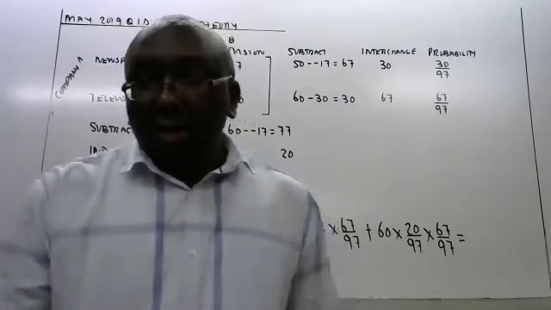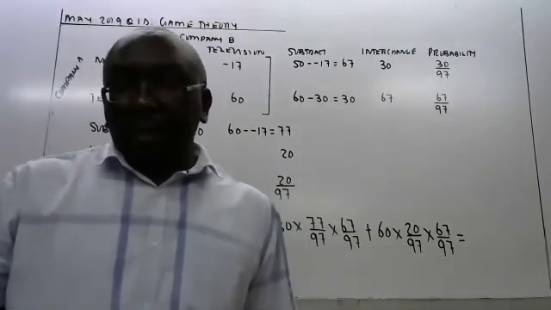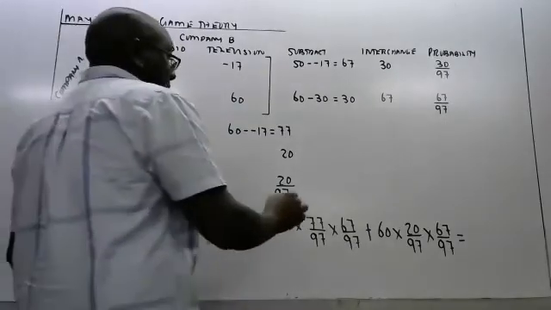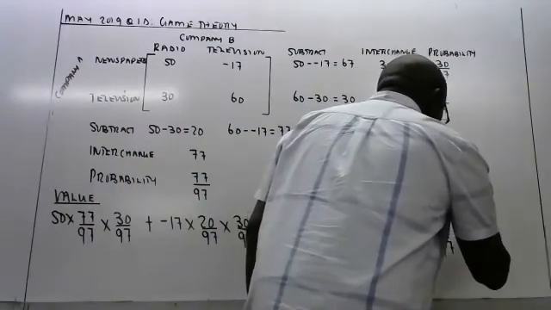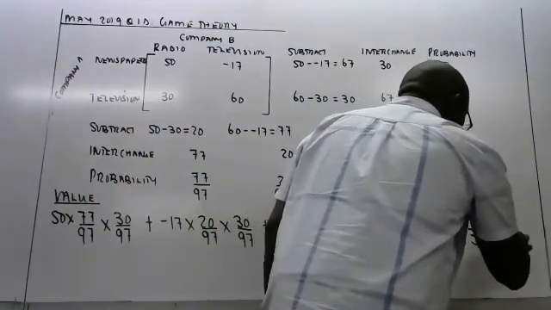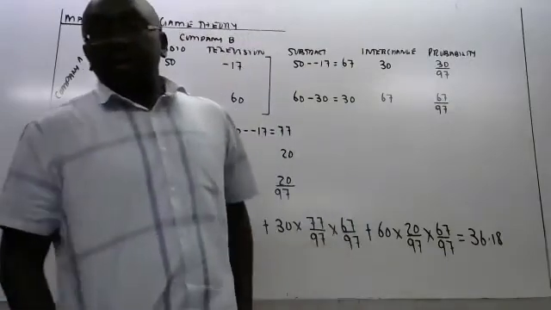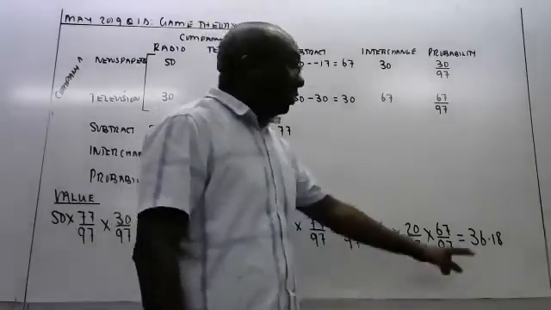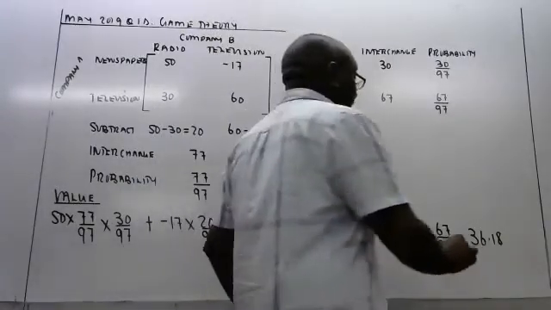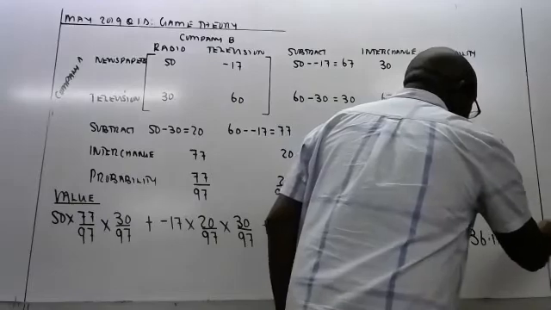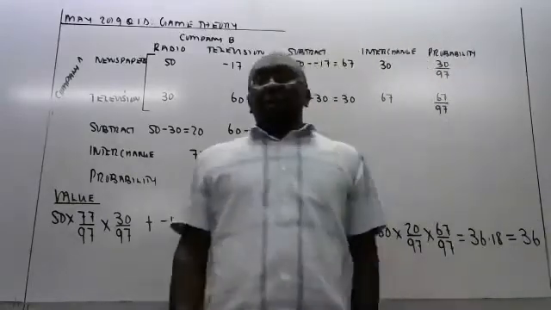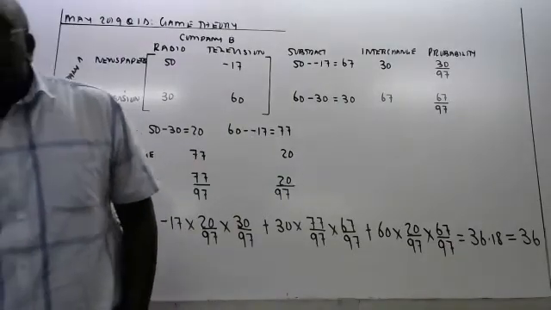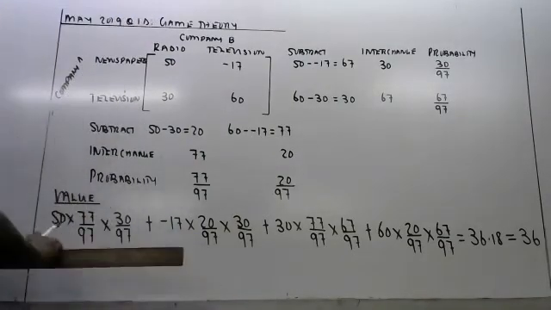36.18. Which one is more? Yeah, 36.18. So for purposes of uniformity, because we are getting different values depending on how we have rounded, let us agree to make it 36. Let us all work with 36.